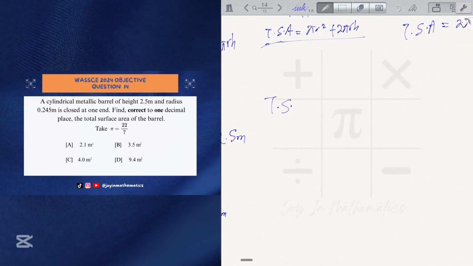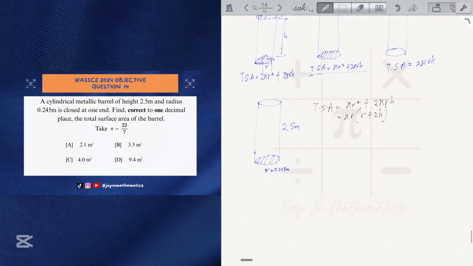Okay, we can change to black now. That total surface area is equals to pi r squared plus 2 pi r h, because it is closed at one end. So with that, let's factorize to make our calculation easier. So we have pi, let's factorize with pi r, and we'll have r plus 2h.